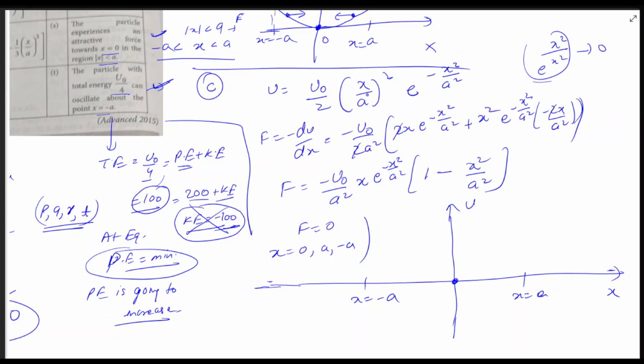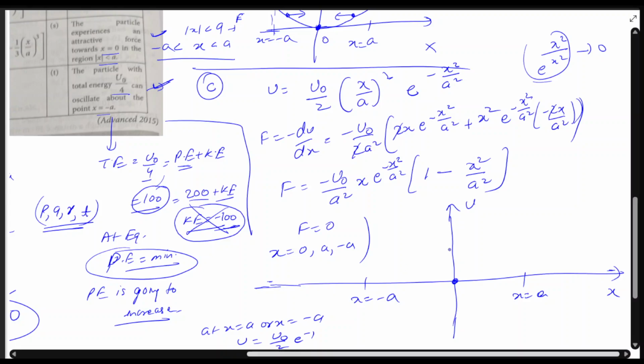Now, if I put x equal to a, so we have U naught by 2, this will get cancelled, and e to the power minus 1. So at x equals to a or x equal to minus a, we have U as U naught by 2 e to the power minus 1. So let's say it is somewhere here. This is our point, U naught by 2 e to the power minus 1. So here we will have this and here we will have this. So graph will be something like this. Okay.